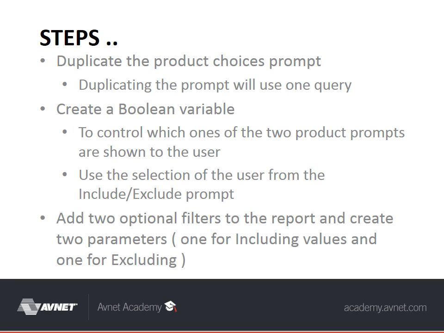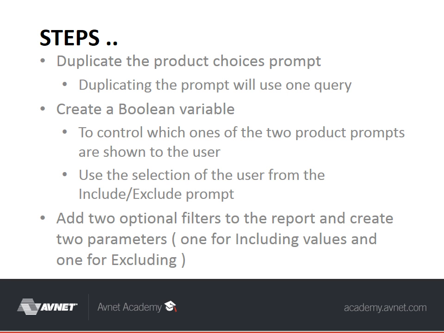Next, because we did say on the previous slide that we would be conditionally formatting this product choices prompt to show only either exclude or include, we would also need a Boolean variable which will control which one of the two product prompts are shown to the user. So we will use for this Boolean variable the selection from the user for the first exclude include prompt. So if he says I want to include it, the value which I am selecting, then my Boolean variable will have the value which will be showing proper prompt for include.